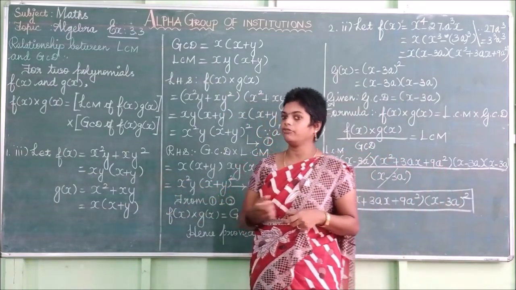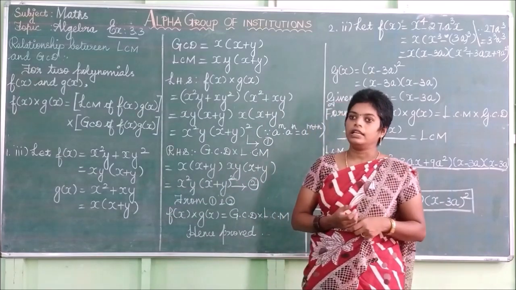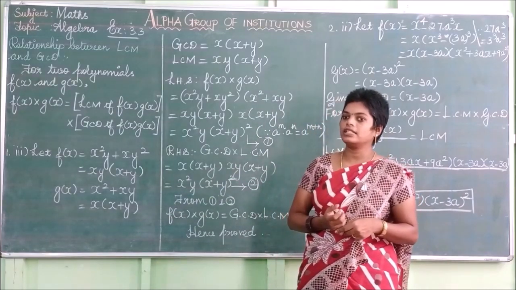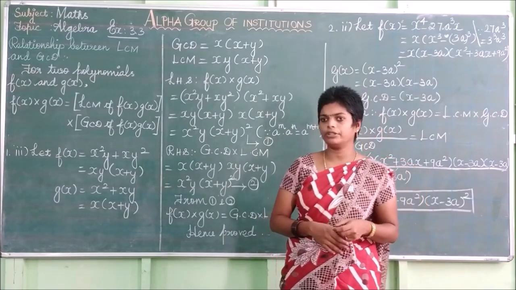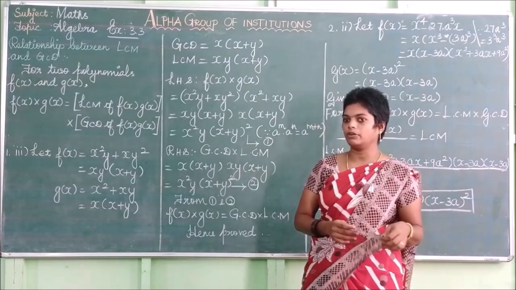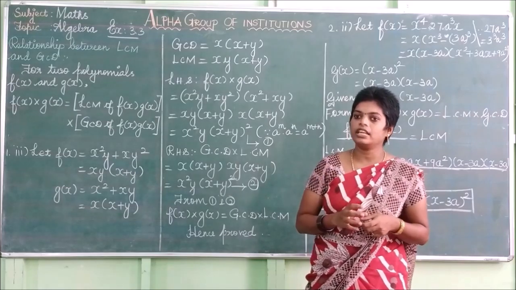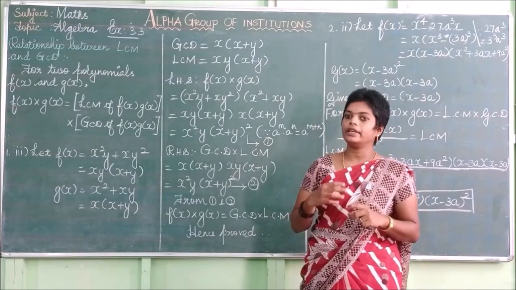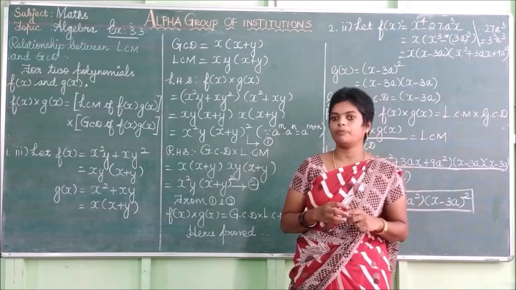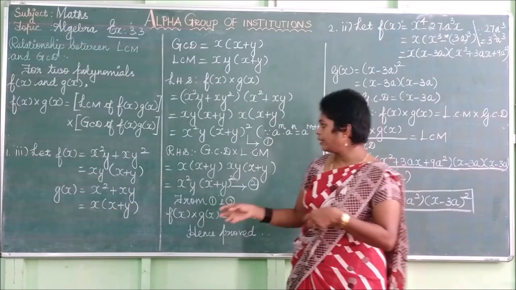From this you have to find the GCD. In previous exercise we found GCD using the long division method. But today you are going to use the factorize method only. So for GCD, you have to take only the common terms, repeatedly common terms in both polynomials. So what are the repeated terms?